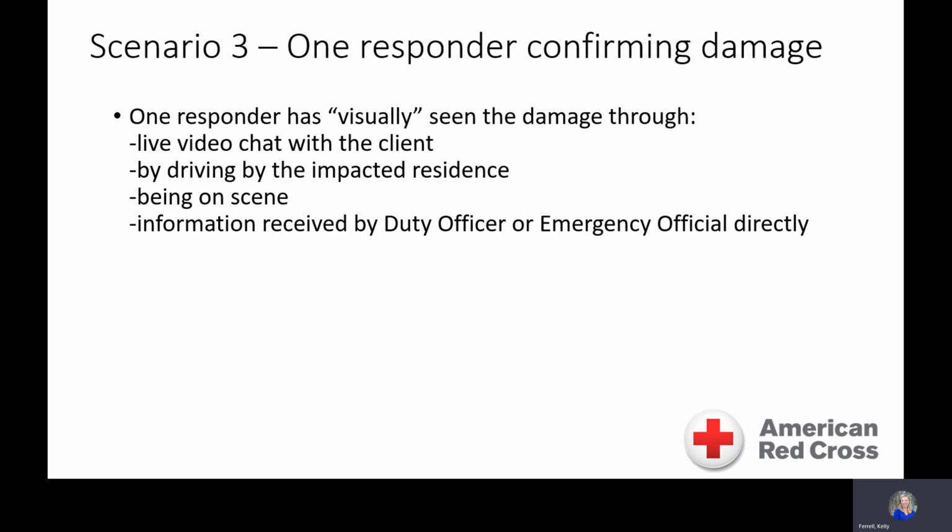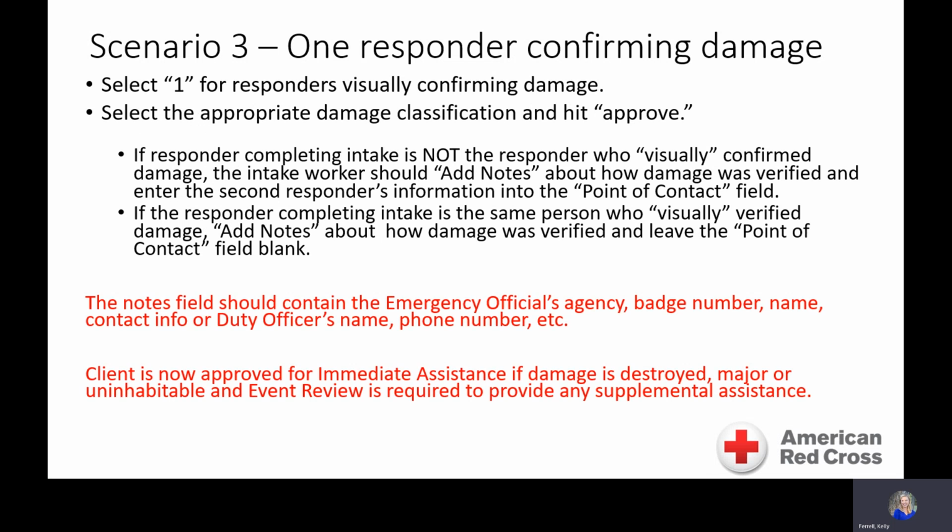Next, we'll talk about the third scenario, when one responder is confirming the damage. One responder would have visually seen the damage, either by being on scene, driving by the impacted residence, live video chatting with the client, or receiving the information directly from the duty officer or emergency official. We would select 1 for number of responders visually confirming damage. We would select the appropriate damage classification and hit approve.